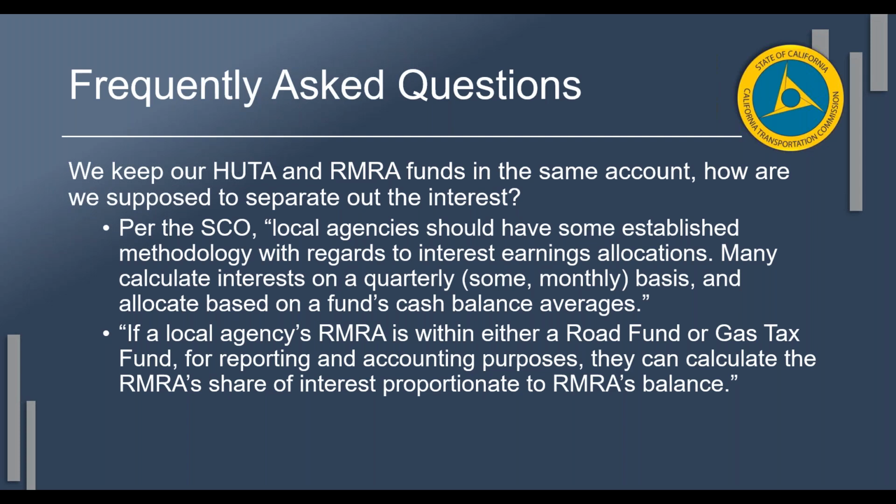We interpret the legislation and how it applies to you for our funding programs. And that's our wheelhouse. We do not do finance. So we refer and defer to the state controller's office for their guidance. And per the SCO, local agencies should have some established methodology with regards to interest earnings allocations. Many calculate interest on a quarterly, some on a monthly basis, and allocate based on a fund's cash balance averages.